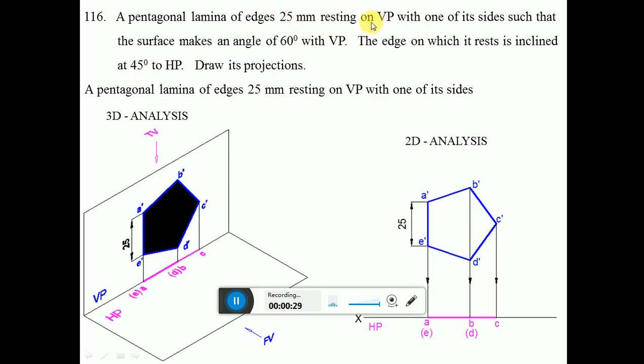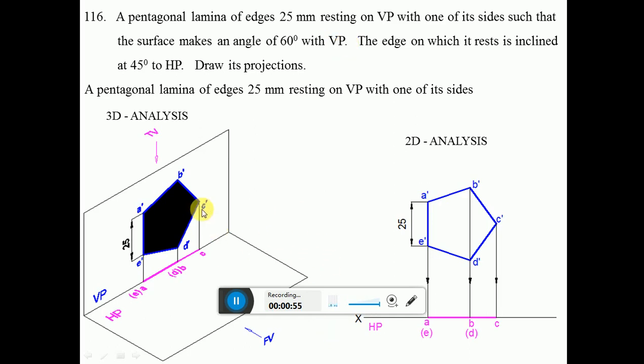Since it is resting on VP, we have to start the problem from VP with one of its sides. The side which is resting on VP has to be perpendicular to HP. So we can see it is perpendicular to HP here, and in the 2D analysis also, that edge is perpendicular to HP. The surface makes an angle of 60 degree with VP.